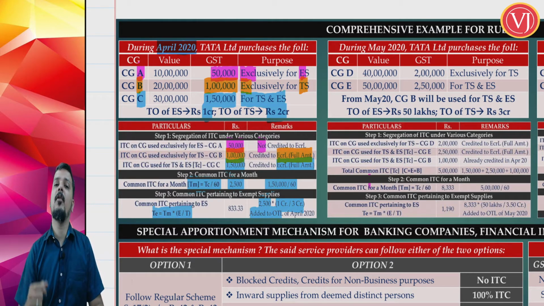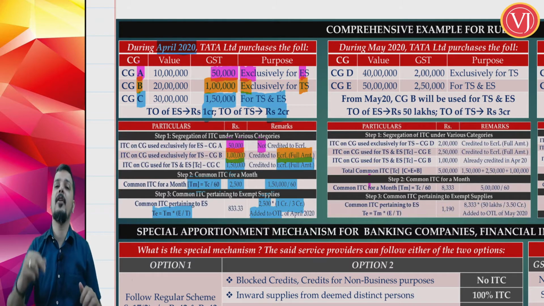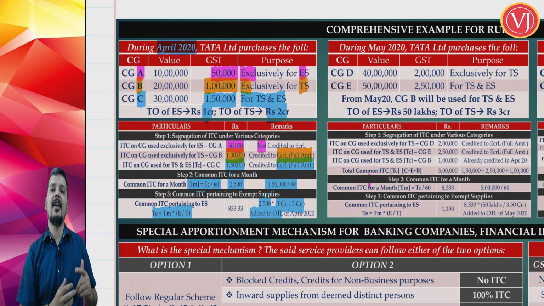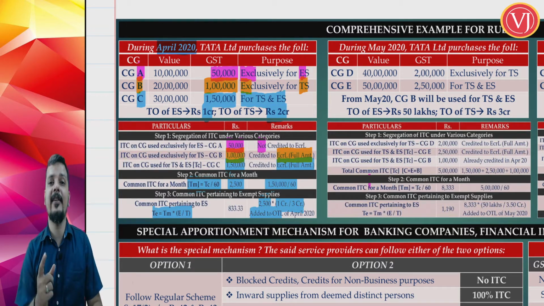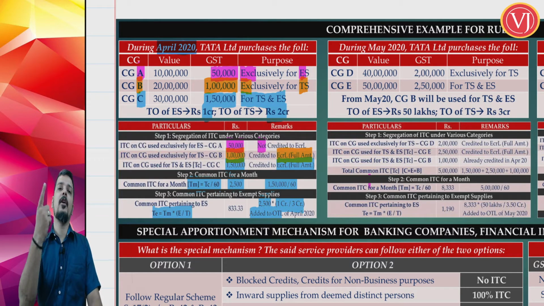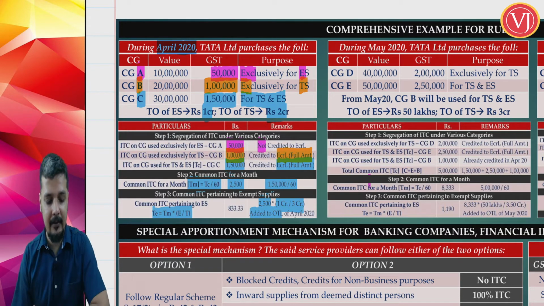And when you talk about your second difference, in capital goods, you don't have a year end check that you have for your inputs and input services. Third, for your rule 43 capital goods, you call it addition to output tax liability. You don't call it reversal of ITC. Whereas in rule 42, that is inputs and input services, you call it reversal of ITC.